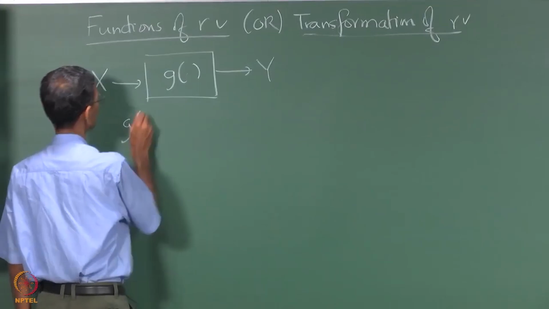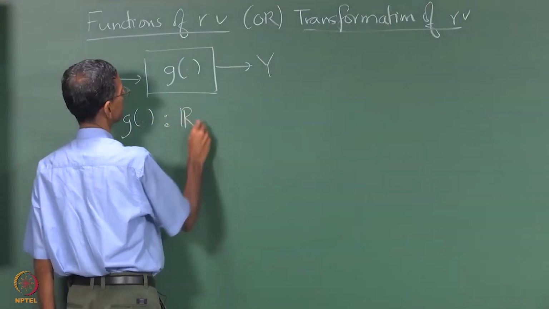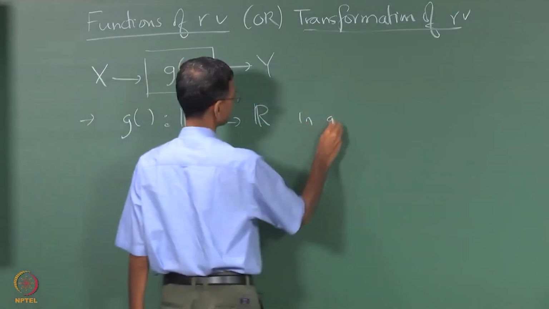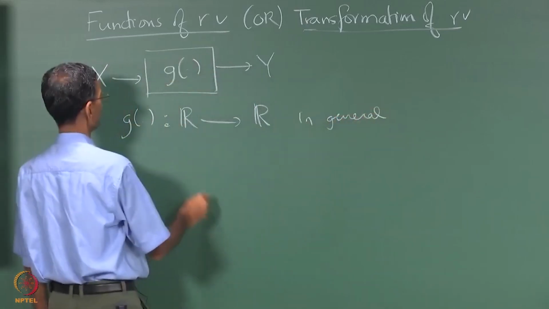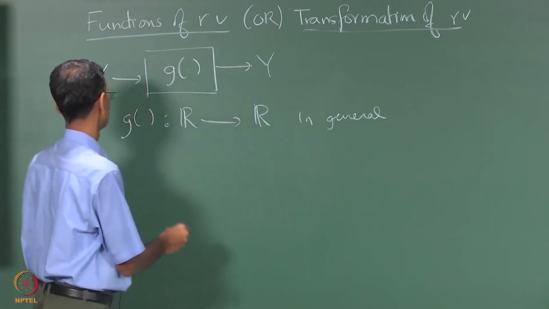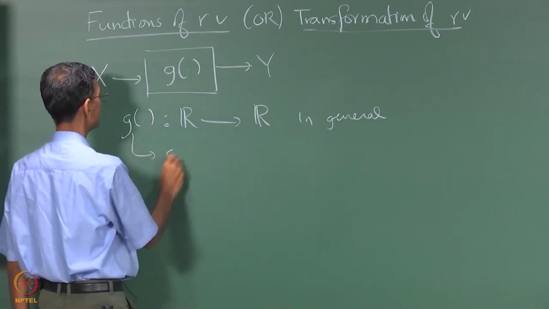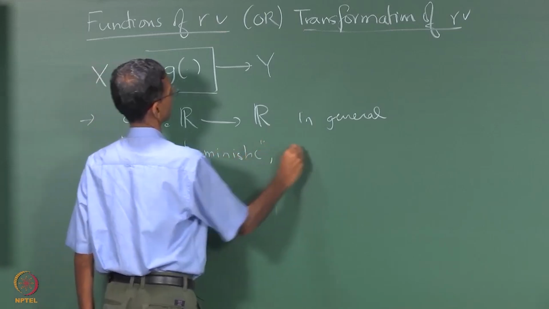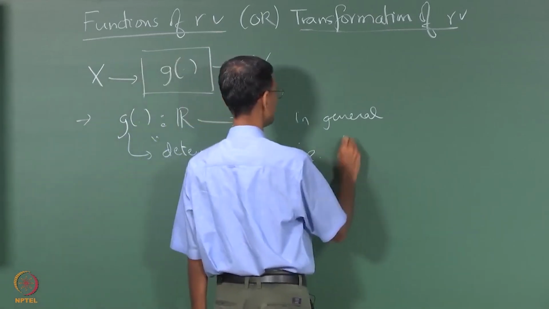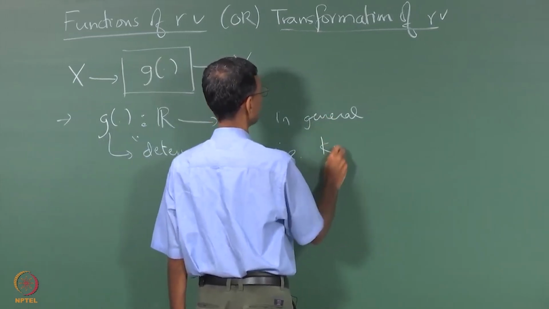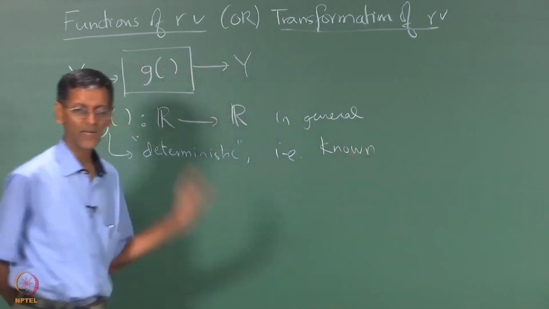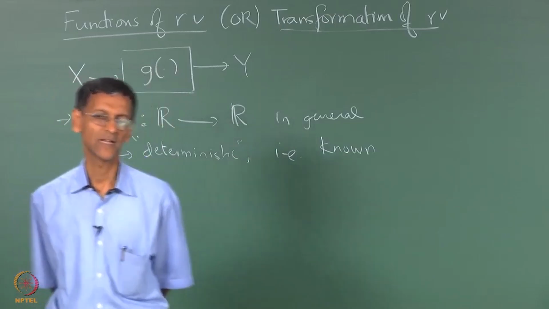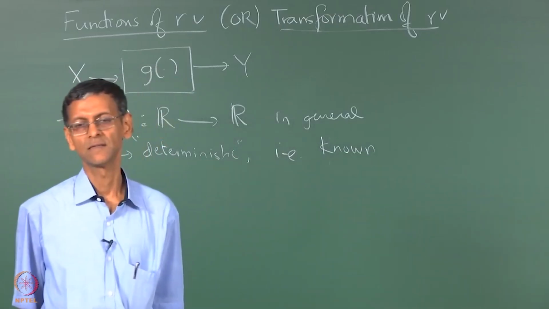So, what is this G? G is in general a function which takes you from R to R, and it is a deterministic function. So, G is deterministic. When we say deterministic, what do we mean? We mean it is fully known, i.e. it is a known mapping, there is nothing random about G. Standard examples are squaring, linear transform like Ax plus b and so on.